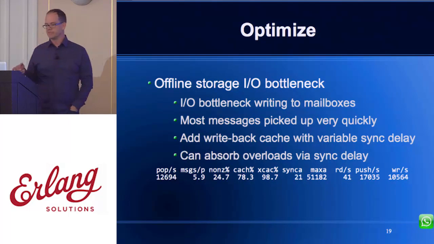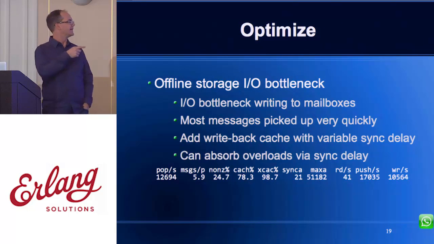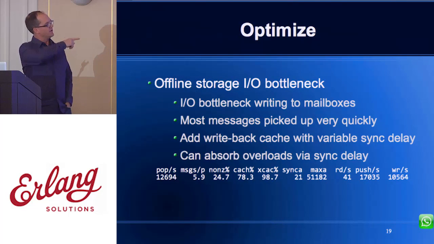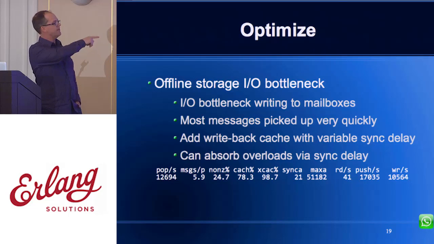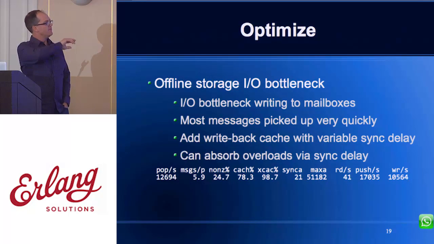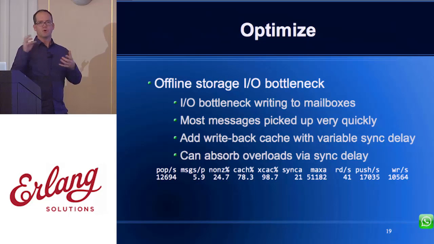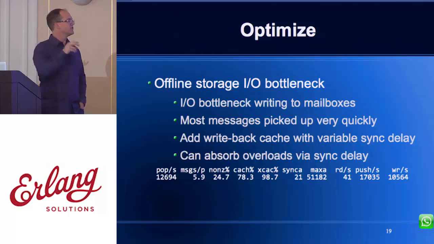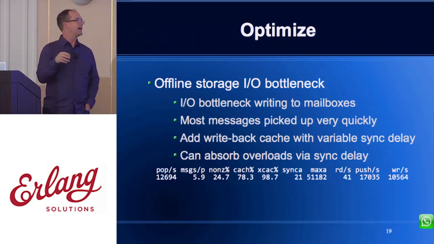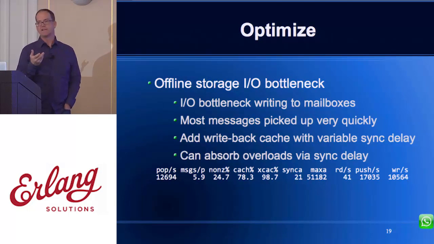So you can see here some statistics. I don't know if it's readable back there, but basically under normal conditions, that one right in the middle, XCAC, that's the percentage of pops. A pop is when a phone connects, we pop their mailbox and deliver all their messages. So the percentage of pops that can be handled exclusively out of the cache is 98.7%, so extremely high.